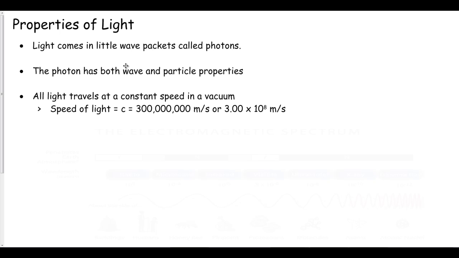Einstein came up with his special theory of relativity, and it came up with the idea that all light travels at a constant speed in a vacuum. Light can actually change its speed as it goes from one medium to another, and we'll see that later. But the speed of light is going to be equal to this variable c. So the speed of light is c, and it's 300 million meters in 1 second, or 3.00 times 10 to the 8 meters per second.